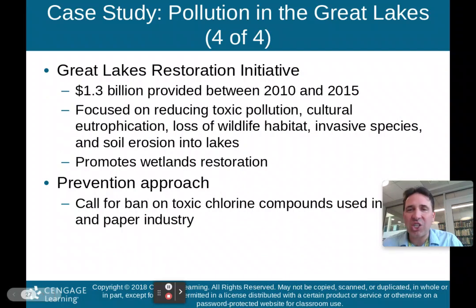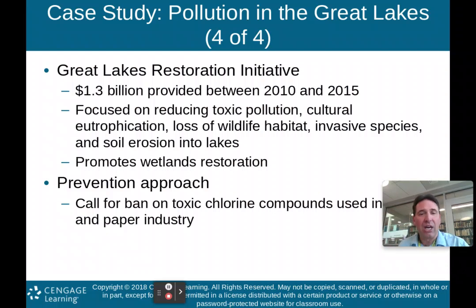Again, the Great Lakes Restoration Initiative, another project, provided $1.3 billion between 2010 and 2015, focused on reducing toxic pollution, cultural eutrophication, loss of habitat, invasive species, and soil erosion, and it promotes wetland restoration. Again, those wetlands, that buffer zone, act as a natural way to get rid of pollutants. So you take away the wetlands, the pollutants go right into the lakes. You promote the restoring of those wetlands. Then as the pollutants come from the rivers into the Great Lakes, they hit the wetlands first, which basically clean a lot of the water, natural capital, that then goes back out into the lake cleaner.